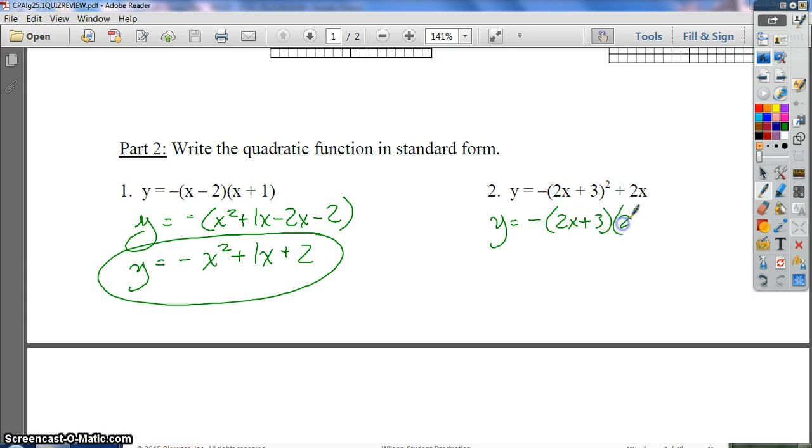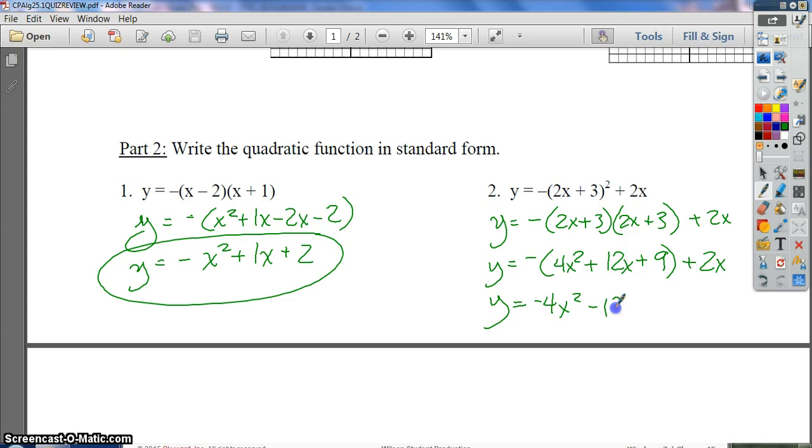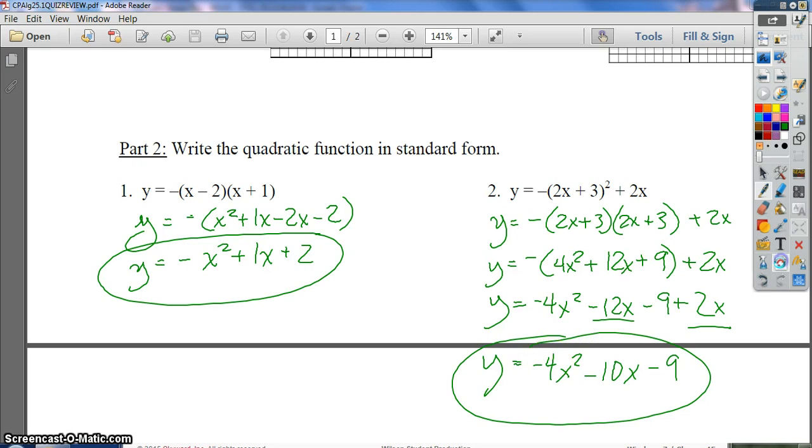Just as a reminder, I'll write these twice, and I'm going to save time by FOILing that quick. When you FOIL this, you should get 4x squared, 6x plus 6x is 12x, right up in the line there. 3 times 3 is 9, and I have plus 2x on the caboose. So let's distribute the negative in. Negative 4x squared minus 12x minus 9 plus 2x. And let's just finish this up. Negative 4x squared minus 10x minus 9. These two give you negative 10. And let's go to page 2.